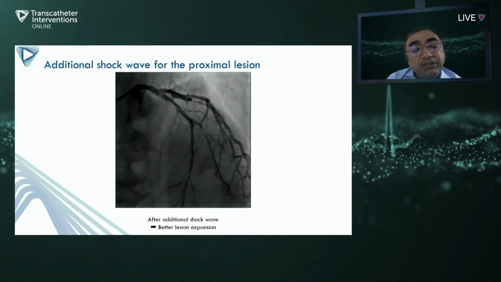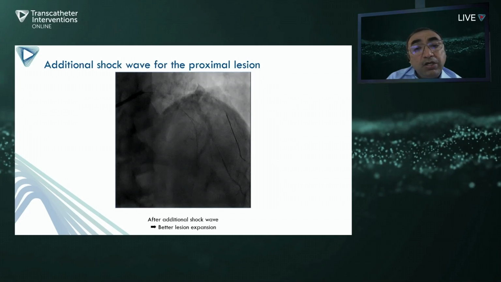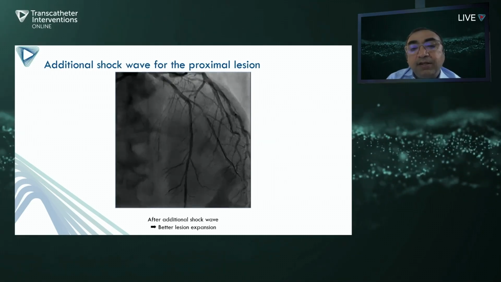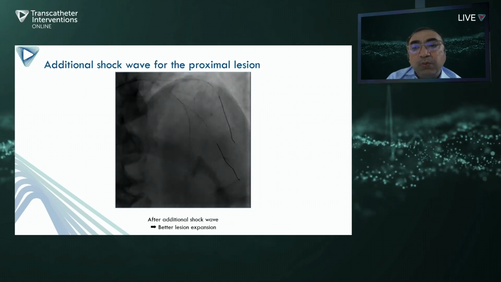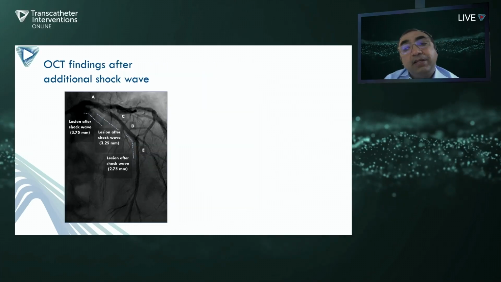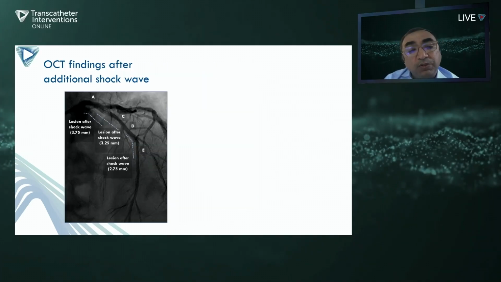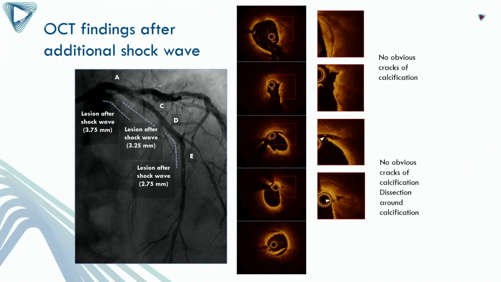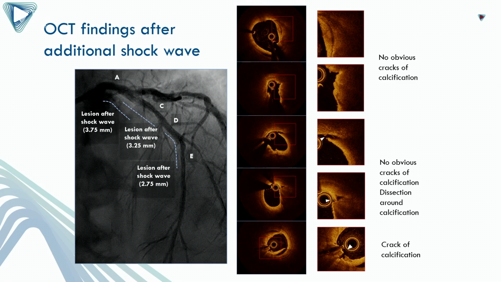Another advantage of using this device is, as you can see here, we're treating a really complex disease. There's a bifurcation of the LAD diagonal. There's a left main bifurcation. And we're able to keep all our wires in without removing them, which with atherectomy, as you know, you may have to remove. So here were the OCT findings after the shockwave. And really, you can see in certain areas very, very nice cracks of the calcification.